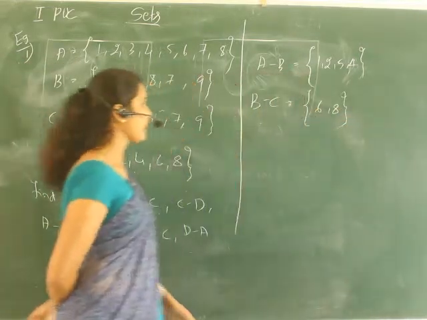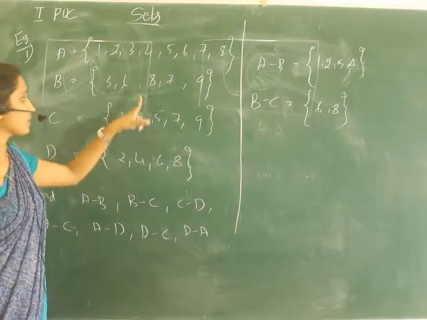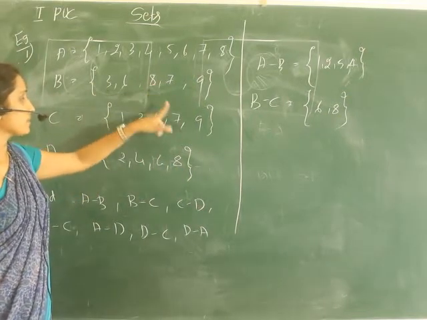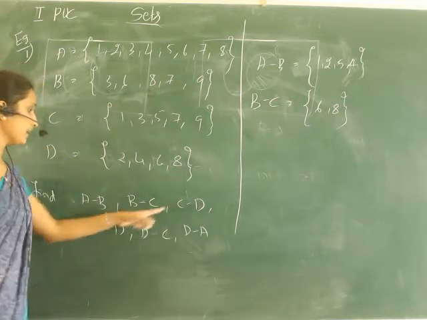Only the elements 6 and 8, because 3 is present here, 6 is not present, so I have written it. 8 is not present, so I have written it. 7 is present, 9 is present. The elements only in B. Next, C minus D.